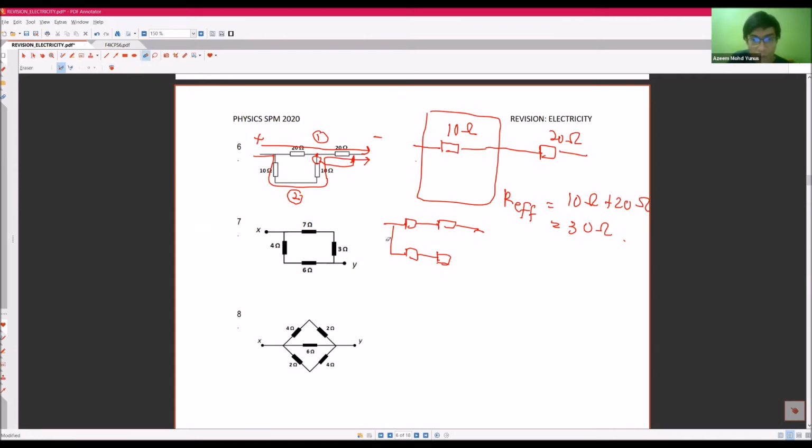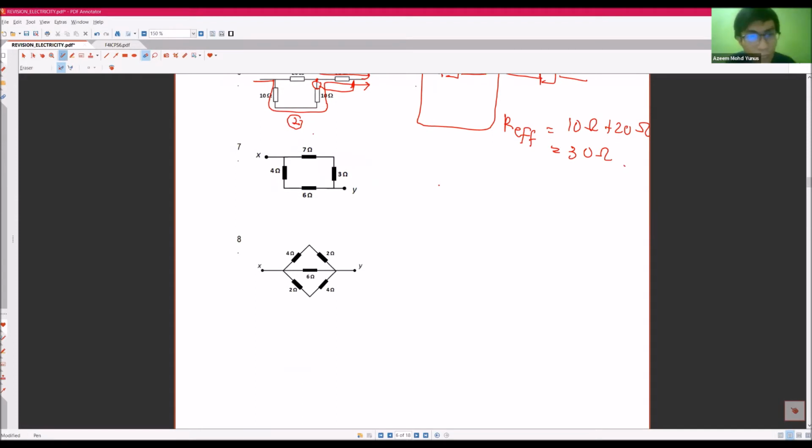So let's move on to the next question, number 7. Okay, this is more complicated, but we can make it simple as we redraw it. We need to redraw it to make it clear. So let's trace the path first. If we assume the X is positive, the Y is negative, so the current will flow through the 7 ohm and 3 ohm and back to Y. So this is the first path. The second path is it will flow through the 4 ohm, 6 ohm and back to Y. So this is the second path.